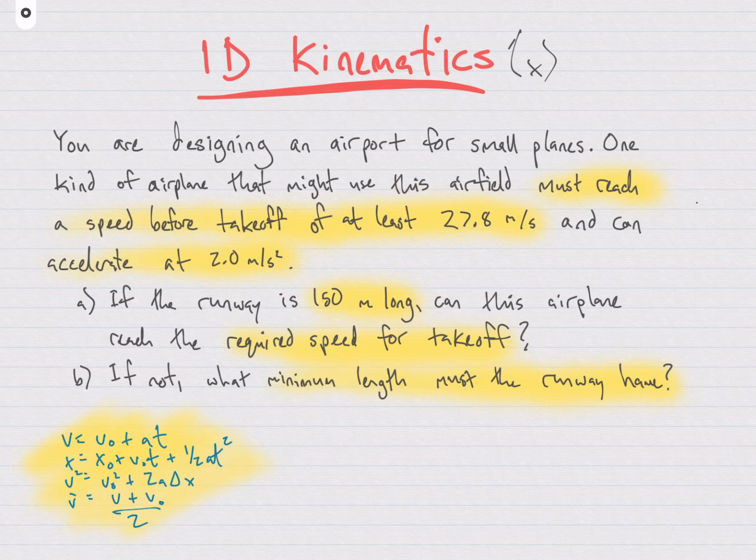So I highlighted the important information here. Must reach a speed before takeoff of at least 27.8 meters per second. So that is something to keep in mind, that if the plane is to go off properly from the runway, that is the minimum required velocity. We also see that it says accelerate at 2 meters per second squared, so we know that acceleration is 2 meters per second squared. I can write that down immediately.